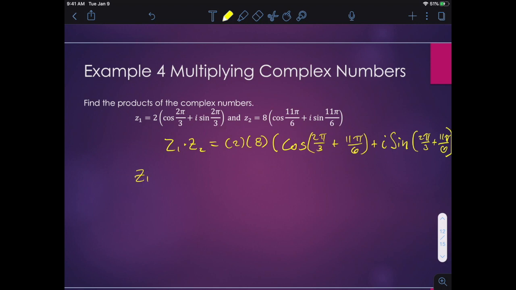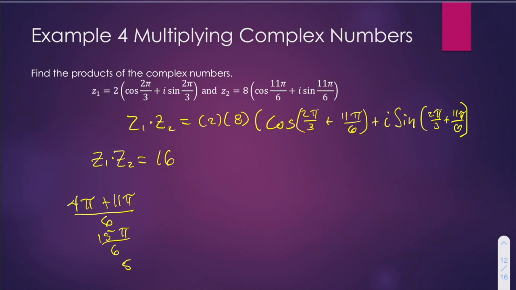So z1 times z2 is going to equal 2 times 8, which is 16. And by the way, 2 thirds is 4 sixths, so we get 4 pi plus 11 pi over 6. And so that ends up being 15 pi over 6. But they're both divisible by 3 on top and bottom, so that becomes 5 pi over 2. So with that being 5 pi over 2, that becomes our theta. So theta is equal to 5 pi over 2.